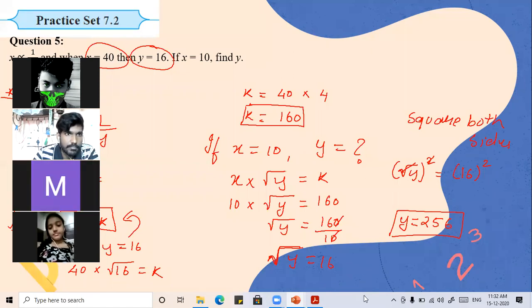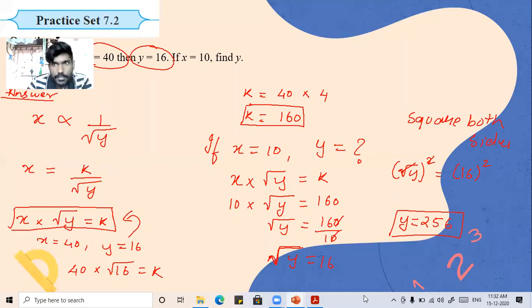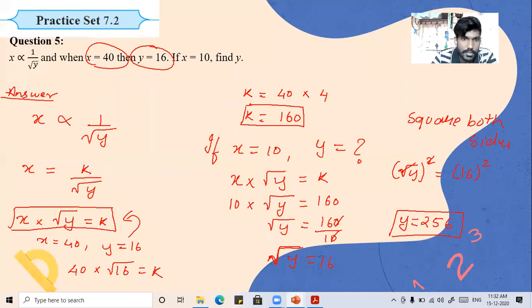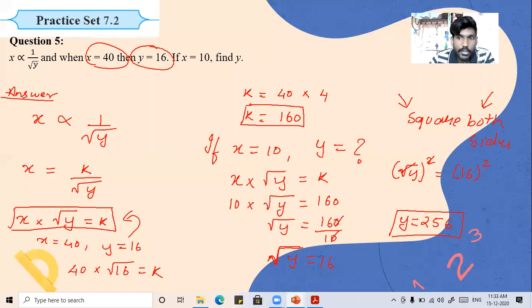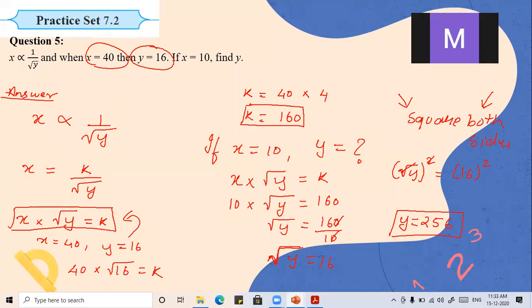Go through this sum. If you have doubts, you can ask me. Go through this sum, students. Just don't get confused here about why we are squaring it. We are not taking square root. We are squaring both the sides. There is a difference between taking square on both the sides and taking square root on both the sides. In this case, we are taking square on both sides.